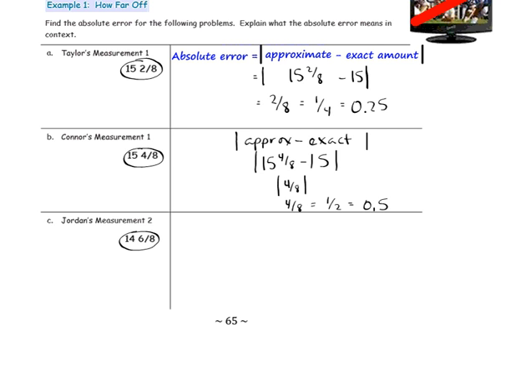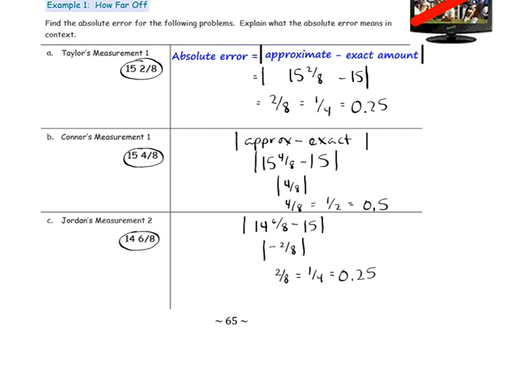So our formula for absolute error is the absolute value of the difference of the estimated amount, which is 14 6/8, minus 15. So when you subtract that, you get negative 2/8. Now you want the absolute value of that. So negative 2/8 is how far from 0? It is 2/8 from 0, so it is a positive number. You can simplify that if you like.